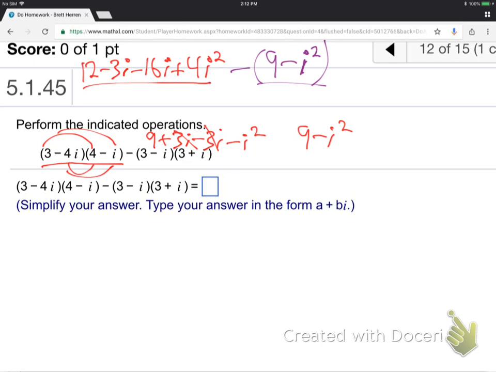If you FOIL this out, you get 9 minus, and you gather, and you let the terms in the middle cancel. Then you get 9 minus i squared. But it's minus the whole group, so it ends up being minus 9 and plus i squared. That's the mistake. People forget about that plus i squared at the back. They have minus i squared, because they didn't realize that minus needs to distribute to the whole answer.